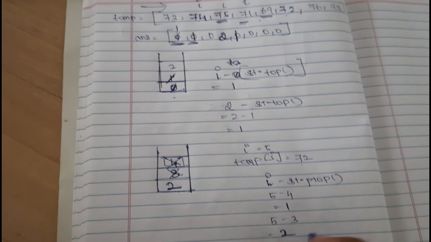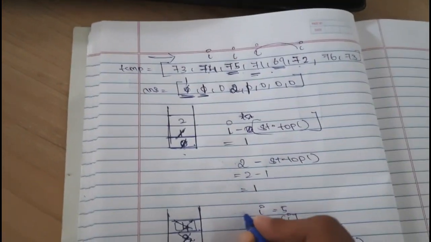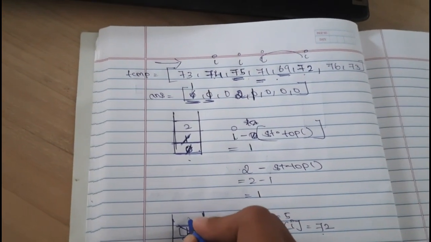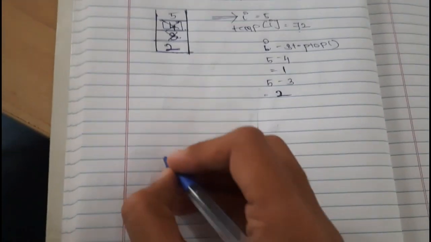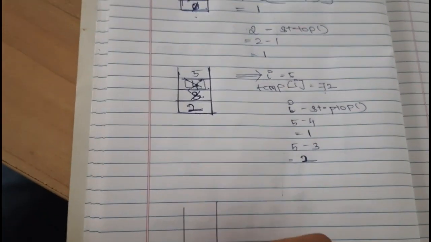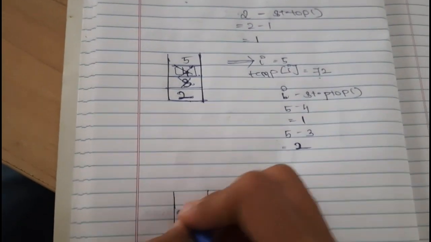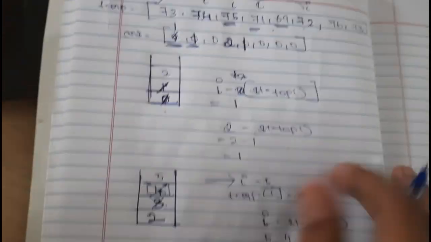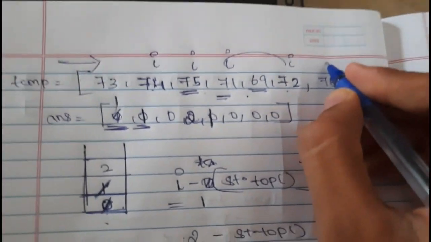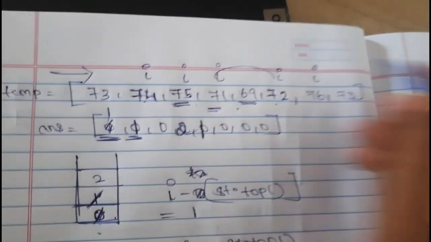So what we will be doing is, we will be pushing the value of index 5, that is element I. So our new stack after this updation will be 2 and 5. So the next value of I is index 6.